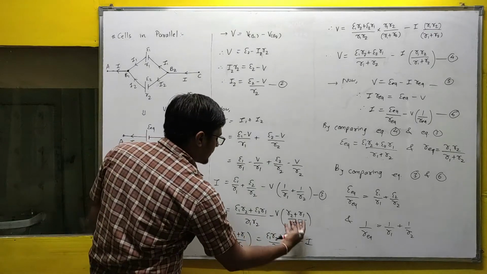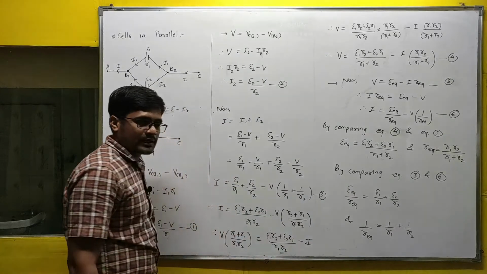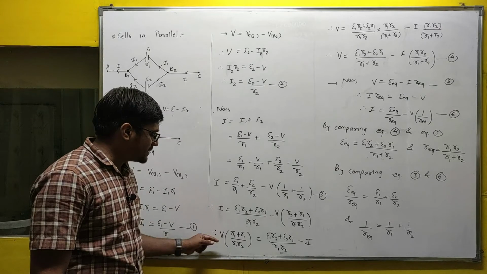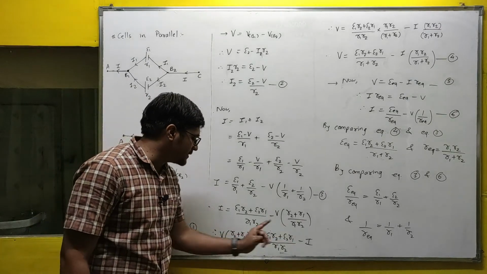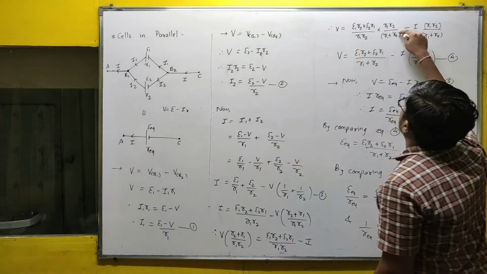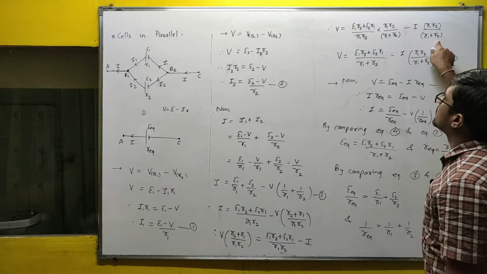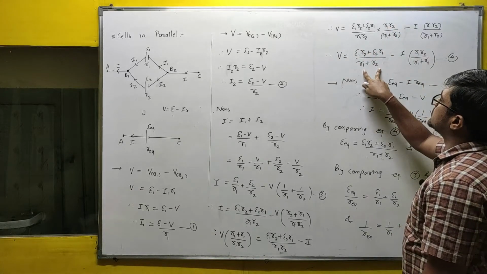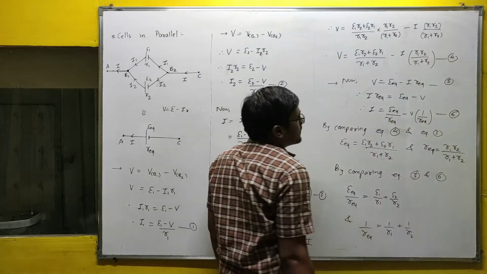Now take this term to the left side, so it becomes positive, and take this I to the right side, which becomes negative. Now we want to remove the term with V. So multiply all terms with R1 R2 and divide all terms with R1 plus R2. Right? So this R1 R2 gets cancelled and this term becomes this, and here this term becomes like this.